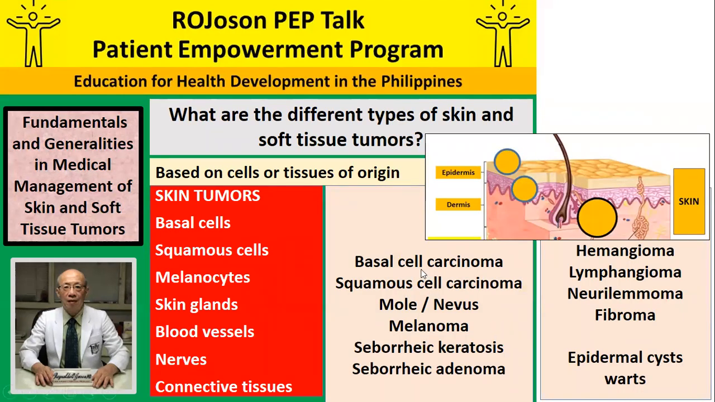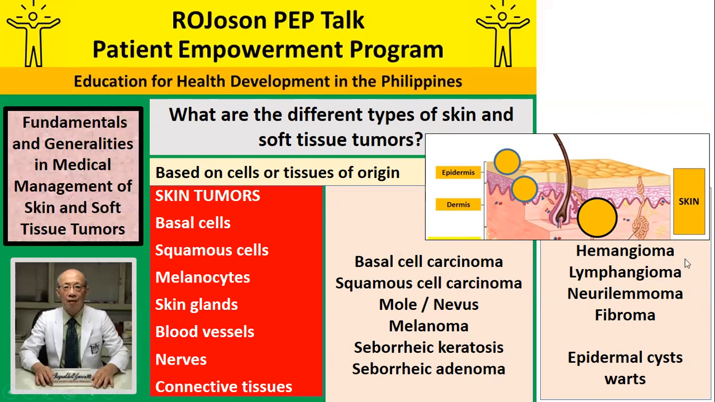So examples of types of skin tumors arising from skin: basal cell carcinoma arising from basal cell, squamous cell carcinoma arising from squamous cell, mole or nevus and melanoma arising from melanocytes, and seborrheic keratosis, seborrheic adenoma. So these are some examples of skin tumors, tumors arising from the different types of cells and tissues on the skin.